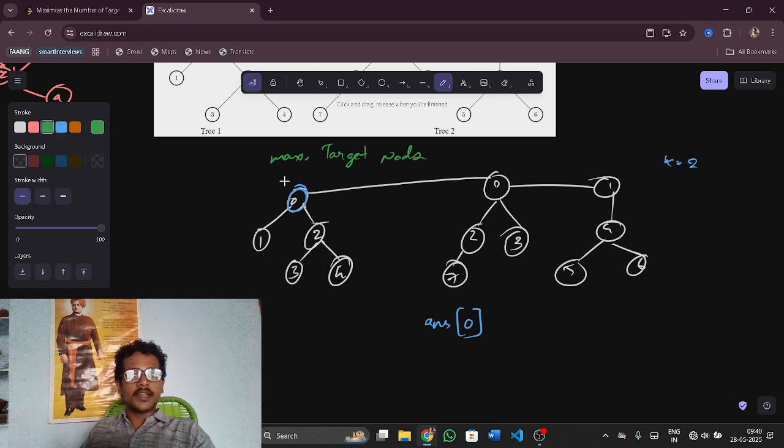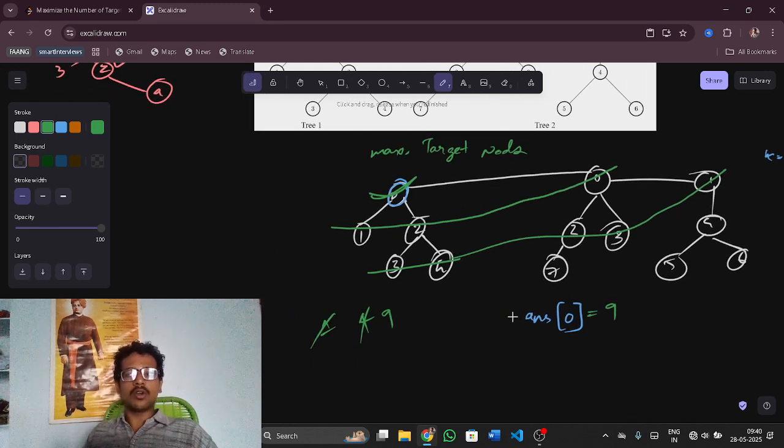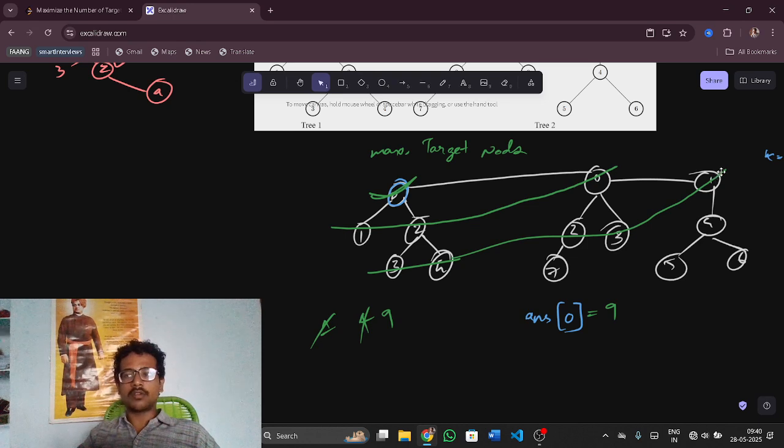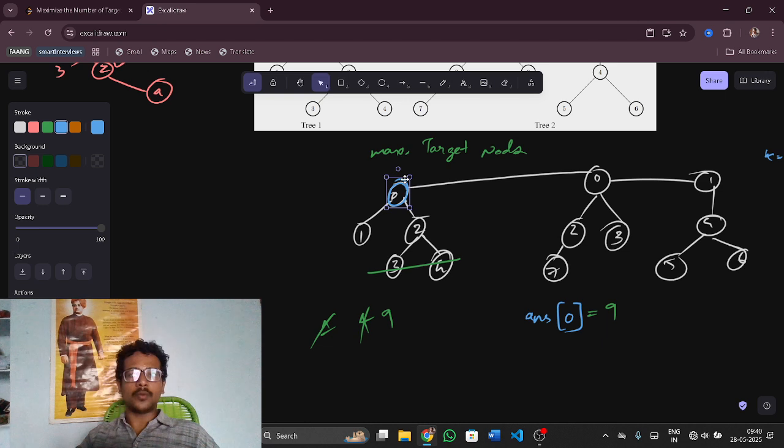So first thing, this is target to itself, right? Now at a distance of 1 we have 3 nodes. Now 1 plus 3 will be 4. Now at a distance of 2 I have 2 here and then 3 here. So totally 5. 5 plus 4 will be 9. So answer of 0 is equal to 9. Now let us see what happens if we connect with node 1. I am connecting node 0 with node 1 of tree 2, right?